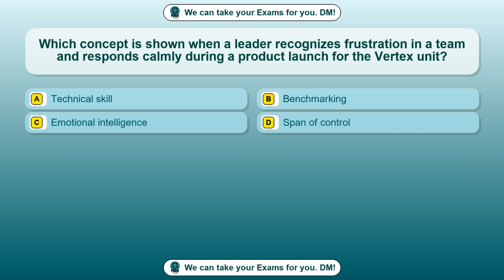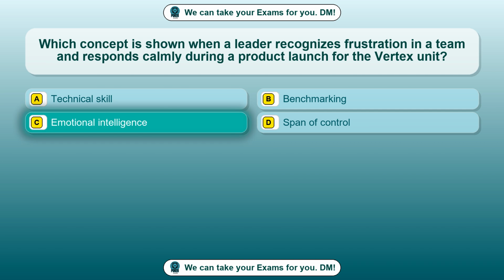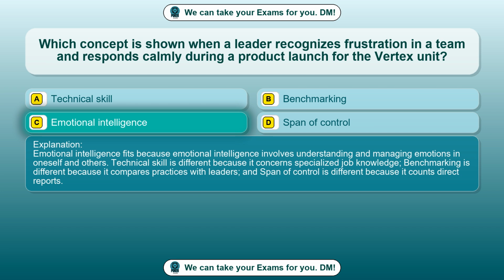Question 10. Which concept is shown when a leader recognizes frustration in a team and responds calmly during a product launch for the Vertex unit? Option A. Technical skill. Option B. Benchmarking. Option C. Emotional intelligence. Option D. Span of control. The correct answer is option C. Emotional intelligence. Emotional intelligence fits because emotional intelligence involves understanding and managing emotions in oneself and others.